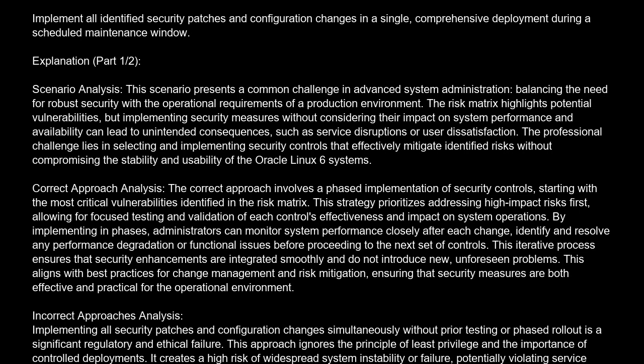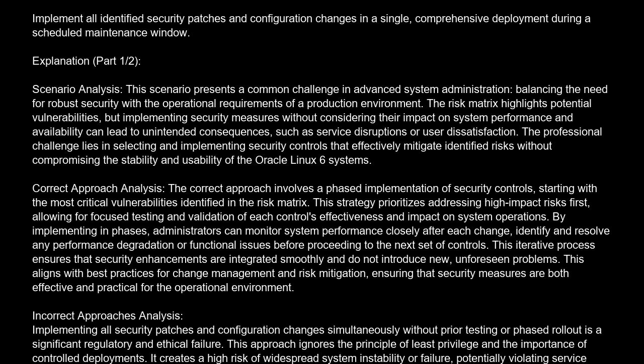The correct answer is B. Implement all identified security patches and configuration changes in a single, comprehensive deployment during a scheduled maintenance window. Explanation: scenario analysis. This scenario presents a common challenge in advanced system administration, balancing the need for robust security with the operational requirements of a production environment.